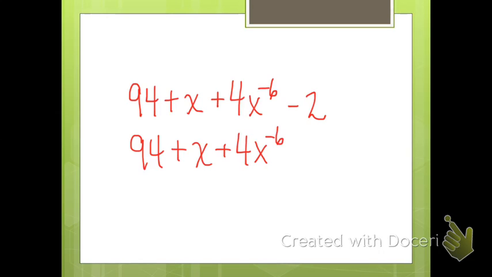Okay, so if I were evaluating this expression, I would do it from left to right. And when I got to this, I would say, okay, now I'm going to subtract 2. But subtracting 2 is the same thing as adding a -2. Okay, so this becomes a sum of 1, 2, 3, 4 terms.